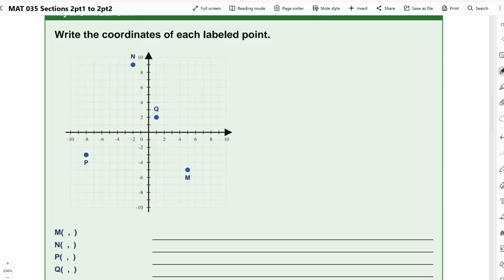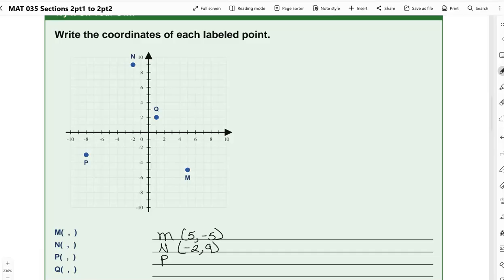So for this one, point M is in quadrant 4. To get there from the origin, we're moving right 5 and down 5. So this is at (5, -5). N is in quadrant 2. To get there, we're moving left 2, up 9. So it's at the point (-2, 9).